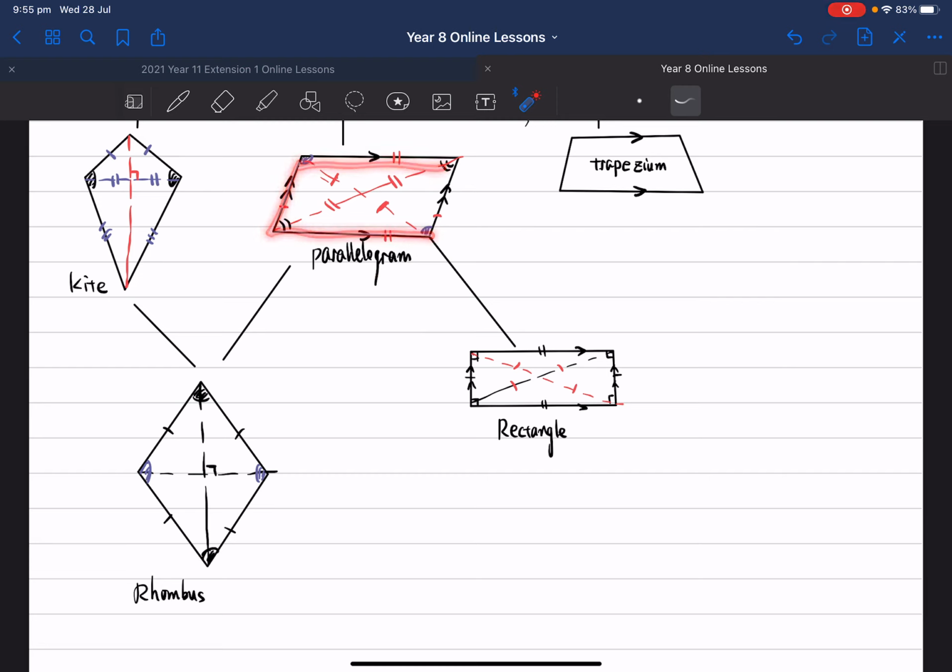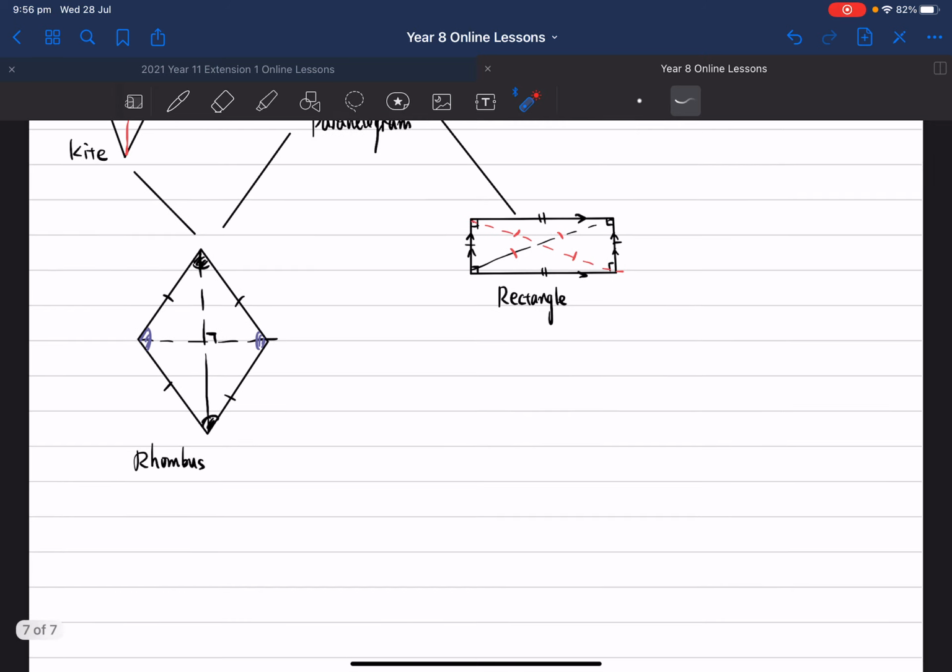equal to each other. Only the opposite sides are equal to each other. However, for a rhombus, all four sides are equal. So that's the main difference. And also, in a parallelogram, the diagonals do not bisect at 90 degrees. However, for a rhombus, the diagonals bisect at 90 degrees. All right. What else do we have?